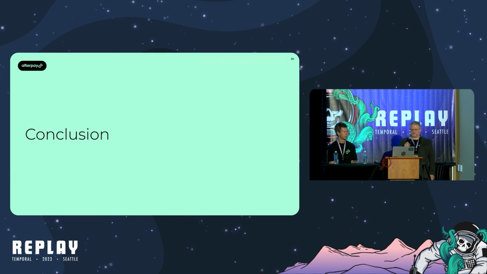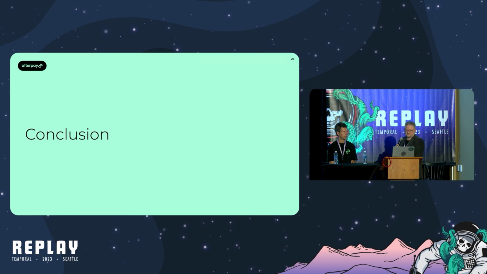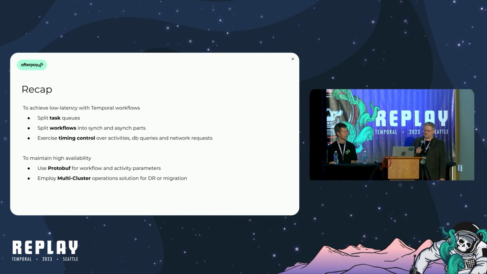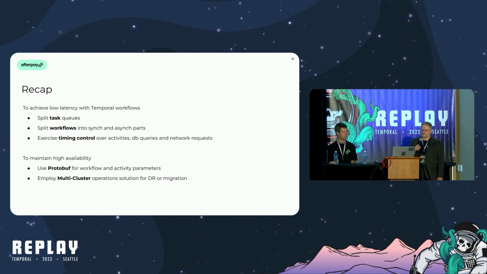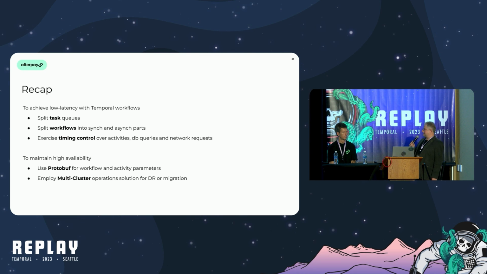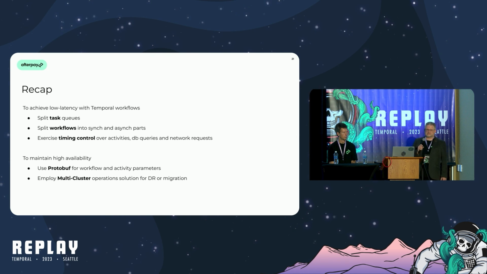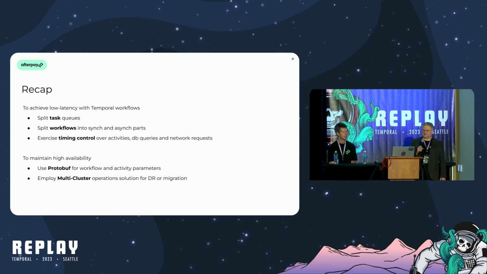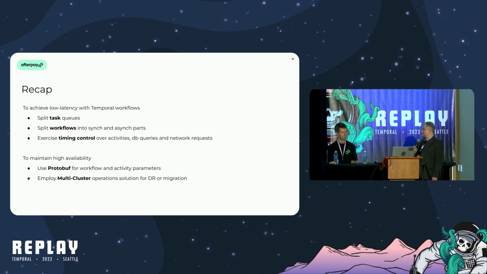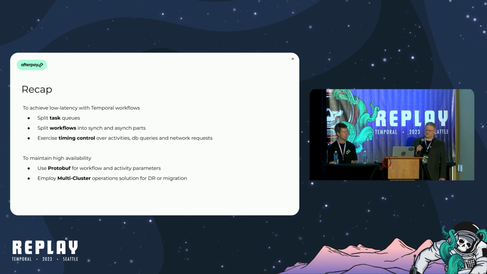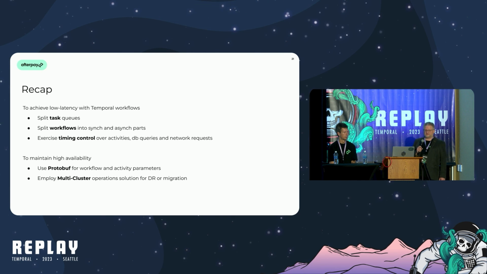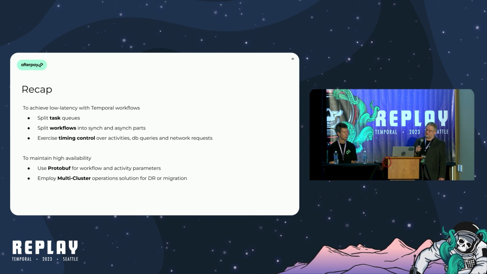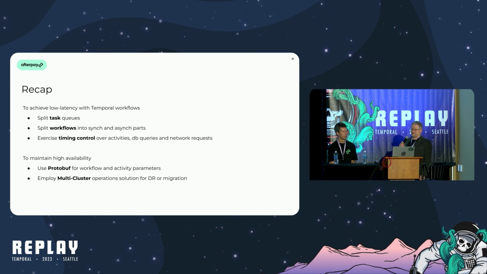Let's recap what we learned today about low latency workflows. A few ways to deal with reliability and performance: split task queues, split workflows into critical and finalization parts, and exercise time and control over activity execution, SQL queries, and other network requests. To maintain high availability, use Protobuf for method parameters in workflows and activities, and employ multi-cluster setup for DR and migrations.